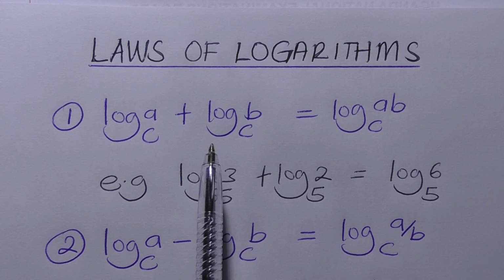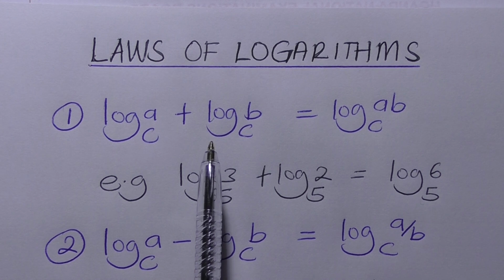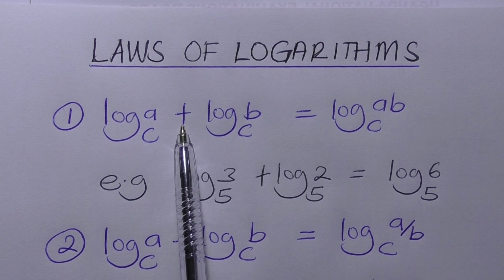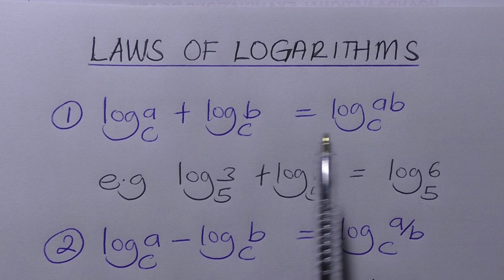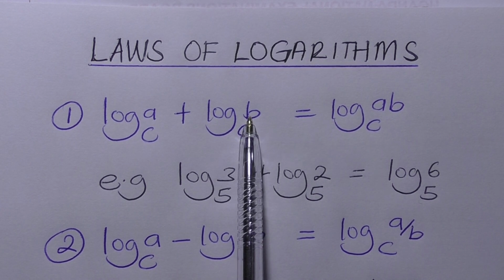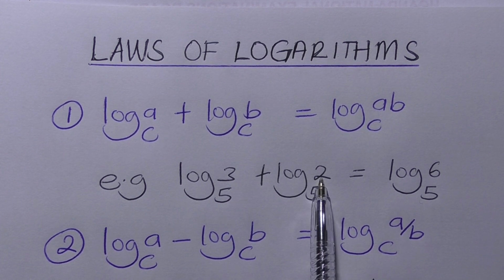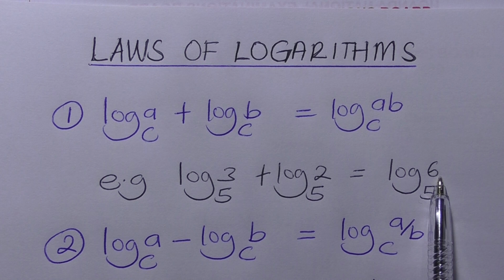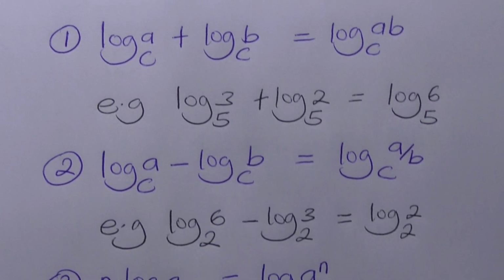And good enough, among the laws, we shall also see how we change the bases. So that shouldn't worry you. Therefore, when we are adding logarithms of the same bases, we simply multiply their powers. That is to say, we shall have log C AB, meaning we have multiplied A and B. For instance, we have log 5 power 3 plus log 5 power 2. We shall simply multiply 3 and 2 to give us log 5 power 6. That is how we deal with the addition of logarithms with the same bases.